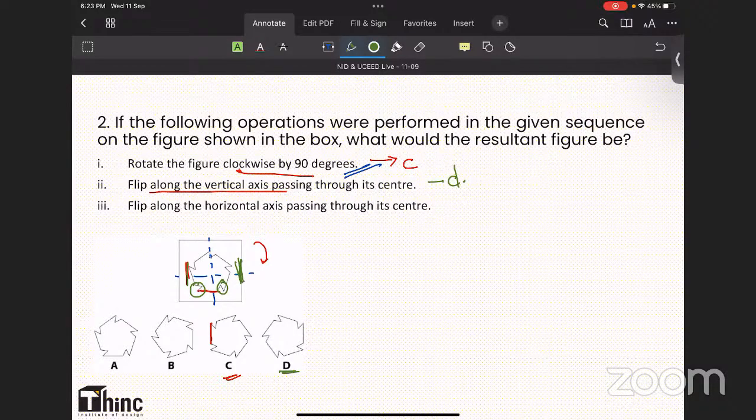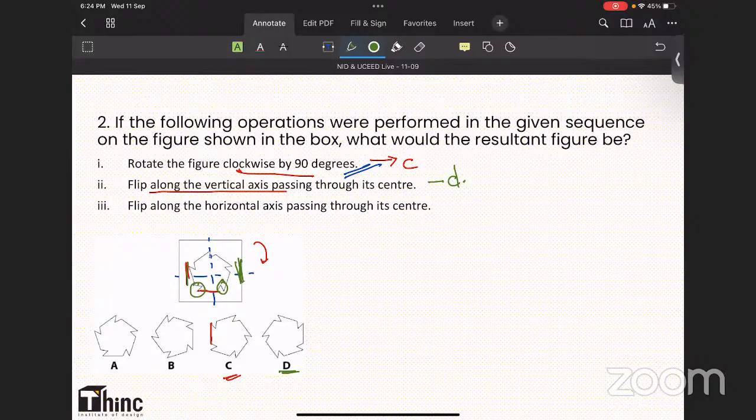Any objections, you guys can put them in the chat also. We can have a detailed discussion on this. So now we have just reached option D. Option D will be a vertical flip, and the next step is a horizontal flip. So horizontally flipping what? That is the question.